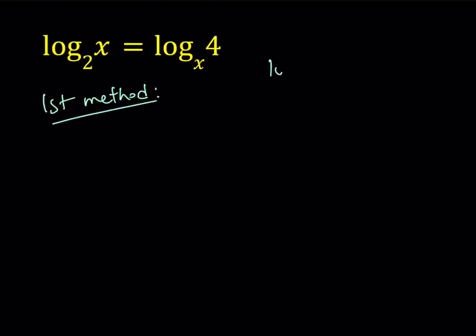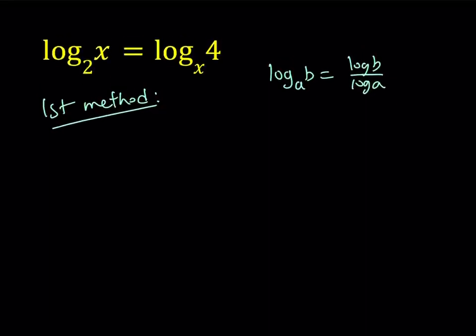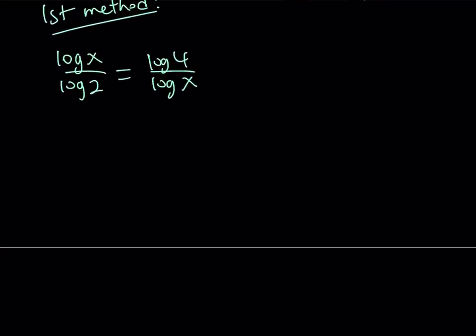As you know, if you have log b with base a, you can write it as log b over log a in any base. You can use base 10, you can use ln, pretty much anything you want. In this case, I'm going to use base 10, which is log. So I'm going to write this as log x over log 2 equals log 4 over log x. And my goal is to solve for x, so let's go ahead and cross multiply.